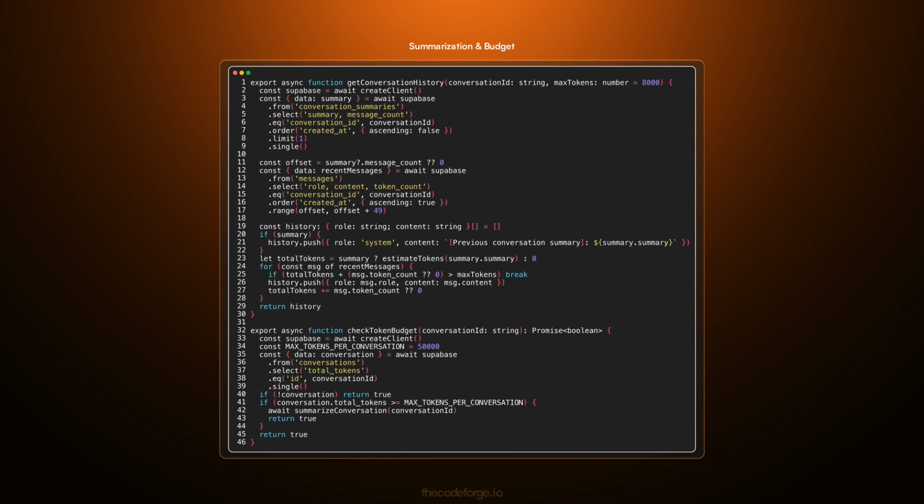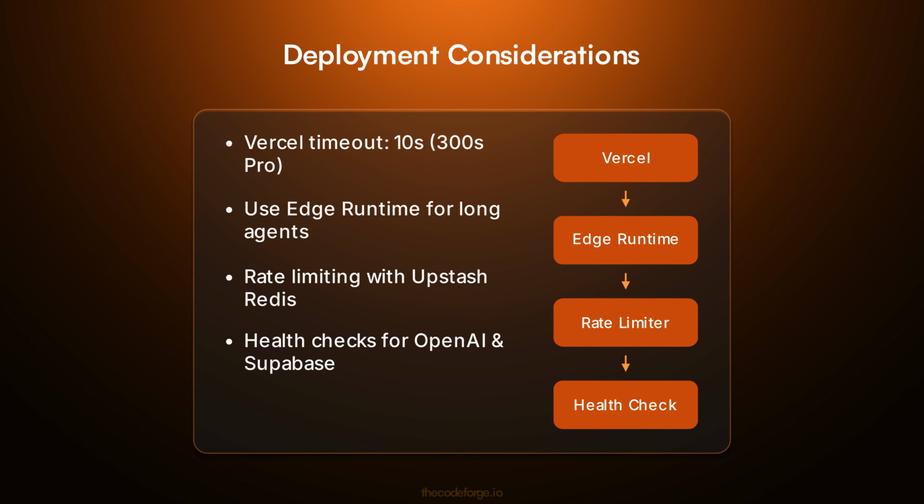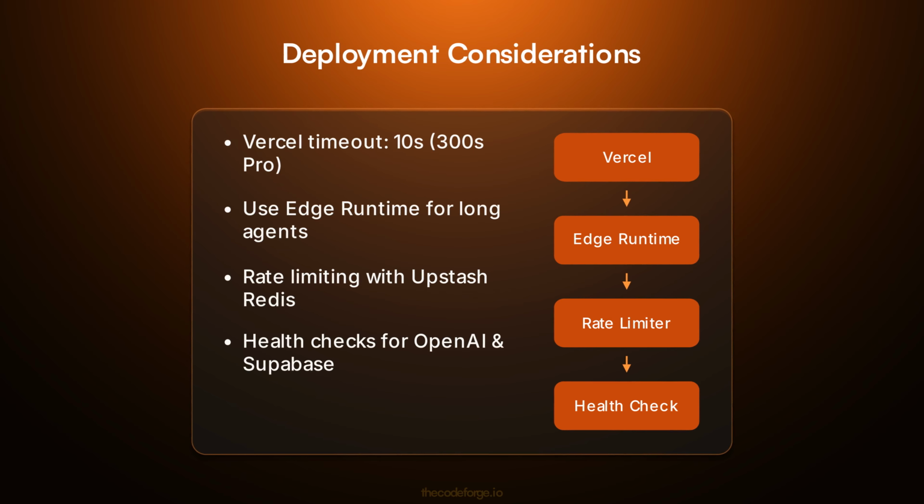It loads the latest summary, then fetches recent messages up to a token limit. The checkTokenBudget function enforces a per-conversation limit and triggers summarization when exceeded. Production deployment requires handling Vercel's timeout limits, using edge runtime for long-running agents, implementing rate limiting, and setting up health checks to verify dependencies are available.